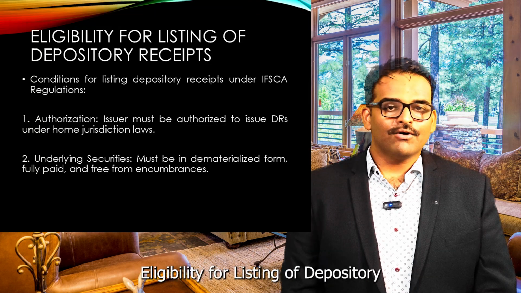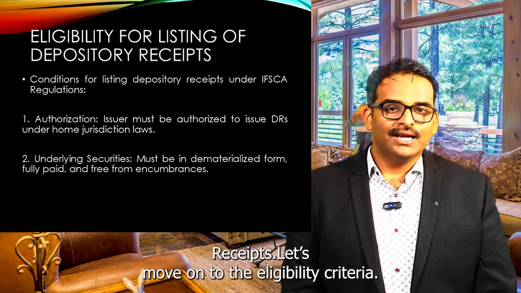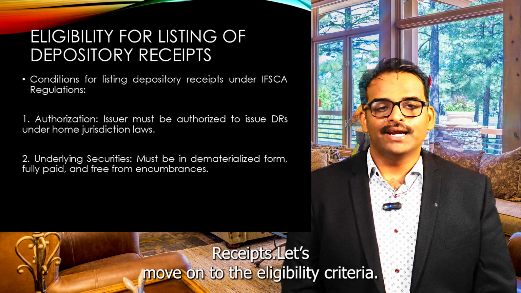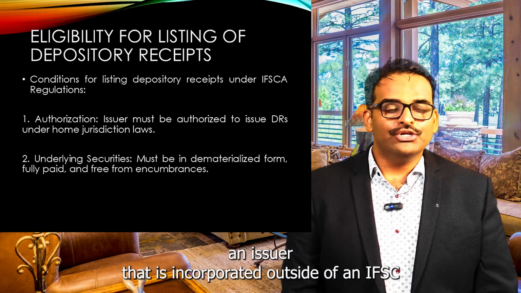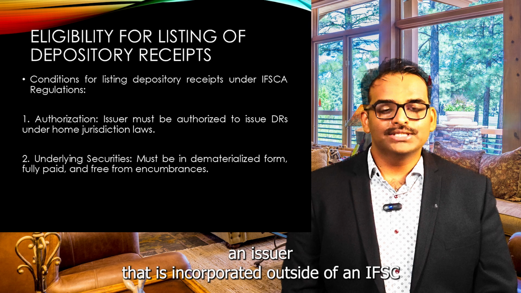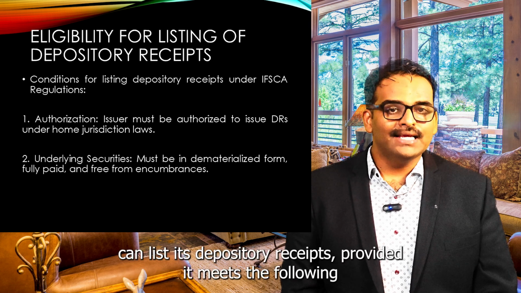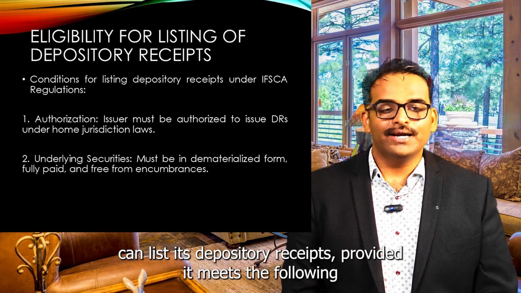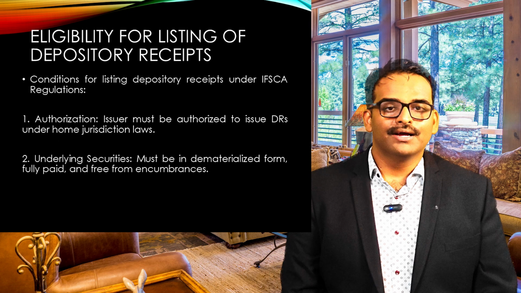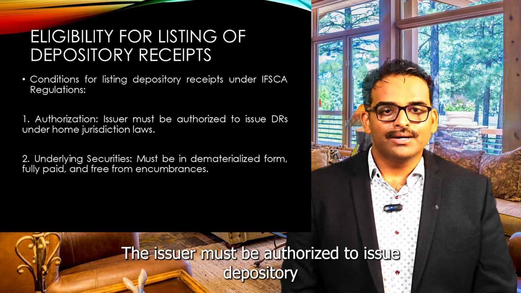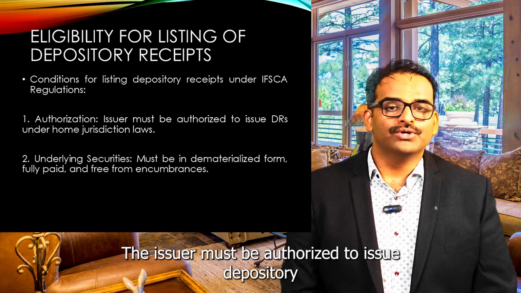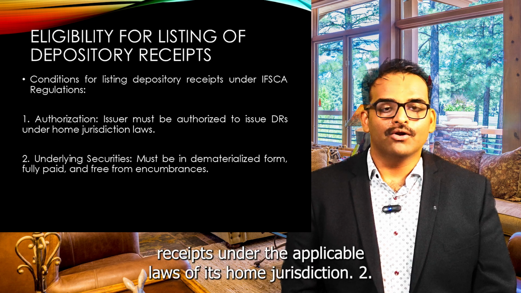Eligibility for listing of depository receipts. Let's move on to the eligibility criteria. Under Part A of Chapter VIII, an issuer that is incorporated outside of an IFSC can list its depository receipts provided it meets the following conditions. Authorization. The issuer must be authorized to issue depository receipts under the applicable laws of its home jurisdiction.